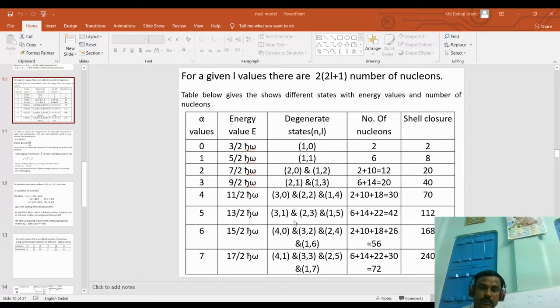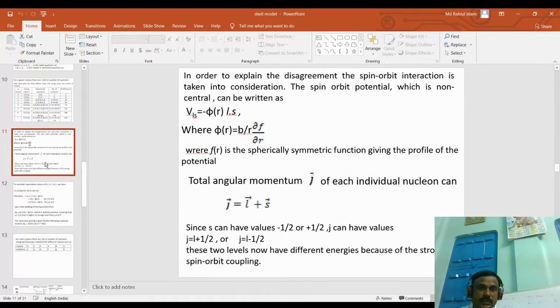So we now consider the spin orbit interaction term, which is VLS equal to minus phi of r, L dot S. Phi of r is the potential, which can be taken of the form 1 by r, del S by del r, where S is a spherically symmetric function, and this L dot S couples spin and orbit. Total angular momentum as usual will be J equal to L plus S, and since S has two values, plus half or minus half, the values of J will be L plus half or L minus half. Due to the spin orbit interaction, for these two J values, the mean value of the potential VLS would be different.